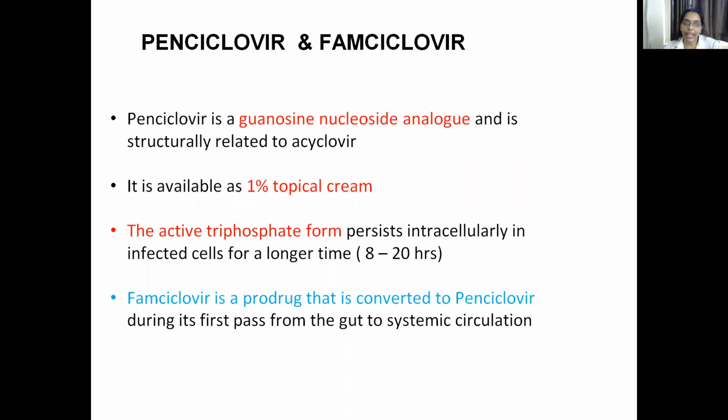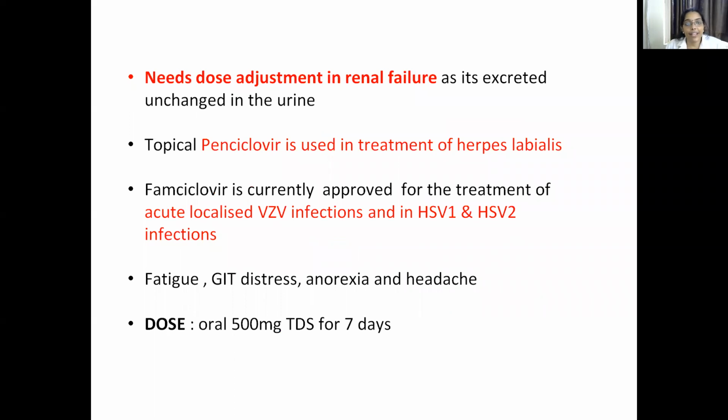Since the mechanism of action is similar to acyclovir, penciclovir and famciclovir are converted to their active triphosphate forms. The active triphosphate form of penciclovir persists intracellularly in infected cells for a longer time, about 8 to 20 hours. Famciclovir is a prodrug of penciclovir, converted to penciclovir during first pass metabolism from the gut to the systemic circulation. Famciclovir needs dose adjustment in renal failure because it is primarily excreted in the urine.